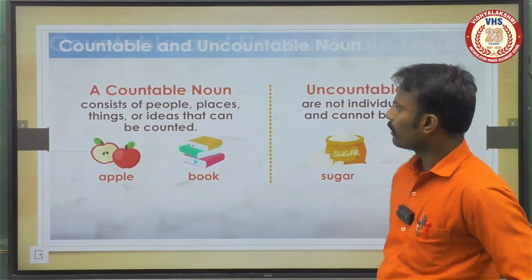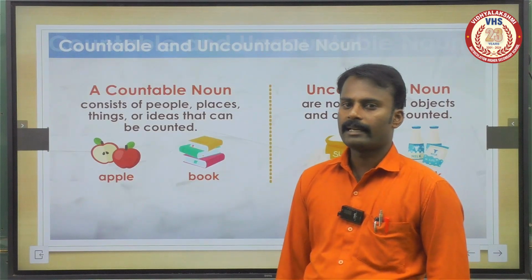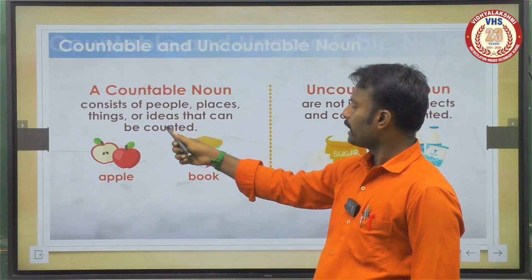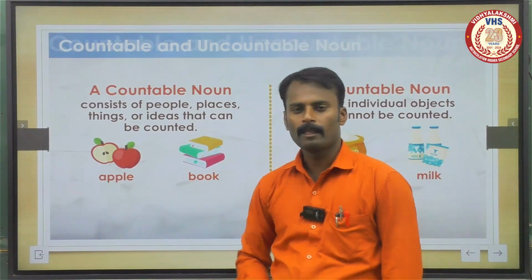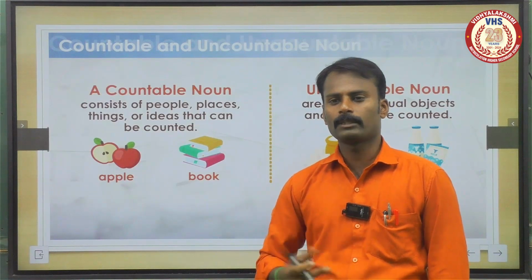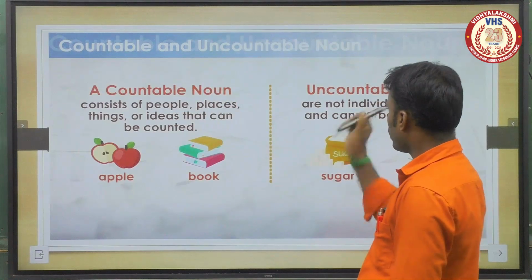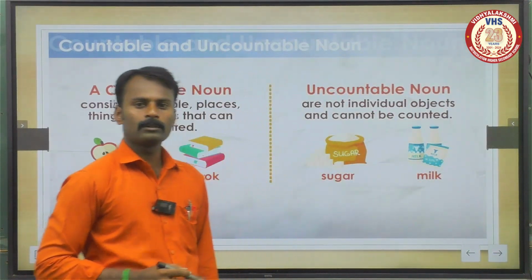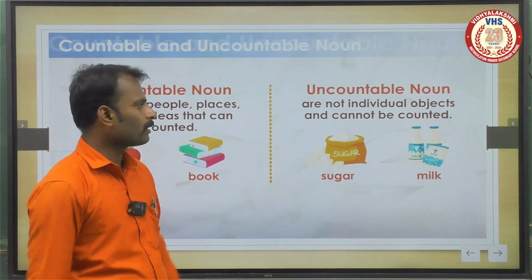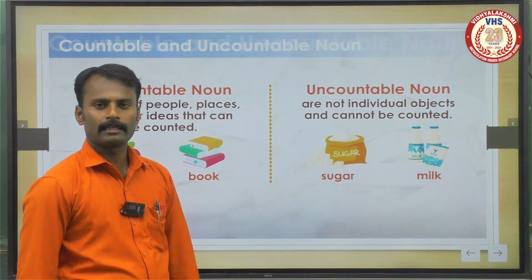The two types of common noun are countable noun and uncountable noun. What is a countable noun? In a countable noun, we can count. A countable noun consists of people, places, things or ideas that can be counted. We can count 1, 2, 3, 4, 5. Likewise, we can count the countable noun. An uncountable noun cannot be counted. They are not individual objects and cannot be counted.